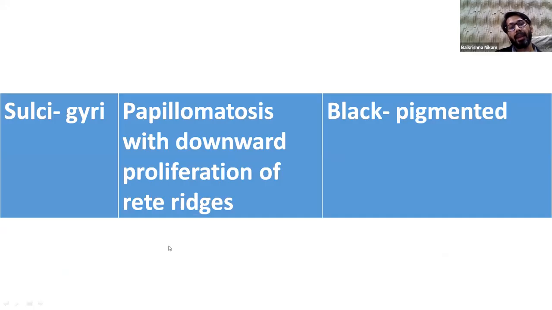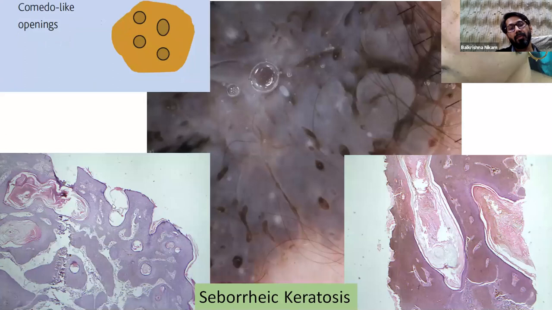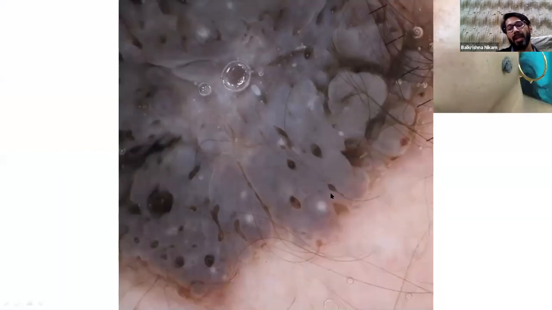Coming to the sulci and gyri, they are related to the papillomatosis, typically seen in seborrheic keratosis. So this is the papillomatosis with downward proliferation of the rete ridges, with a reticulate proliferation of rete ridges, and they are all pigmented. Because of the papillomatosis, there is some valley formation, and these valleys correlate with the crypts or comedo-like structures. I'll come to the milia-like cyst later on.